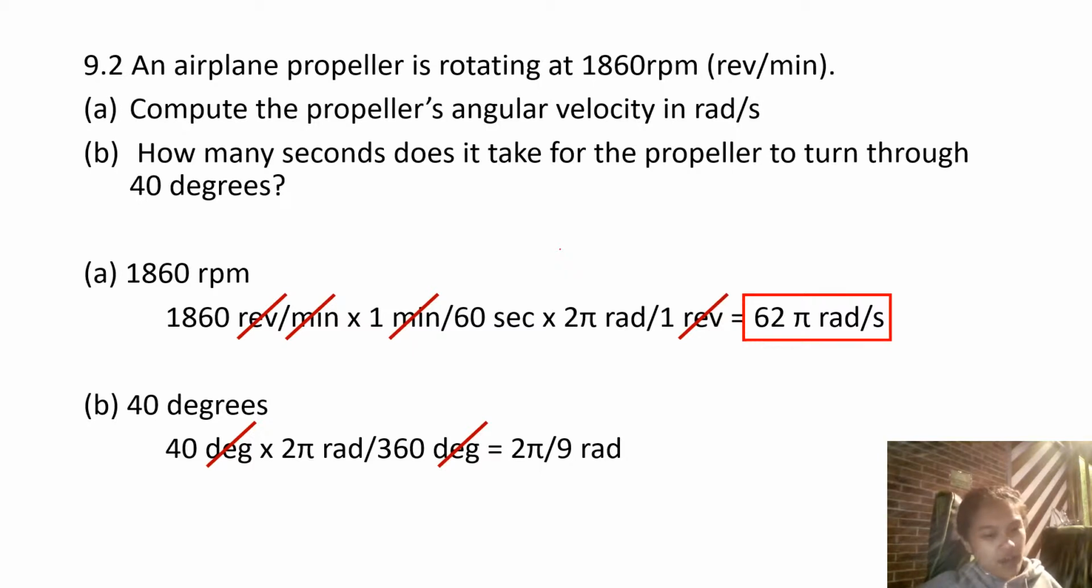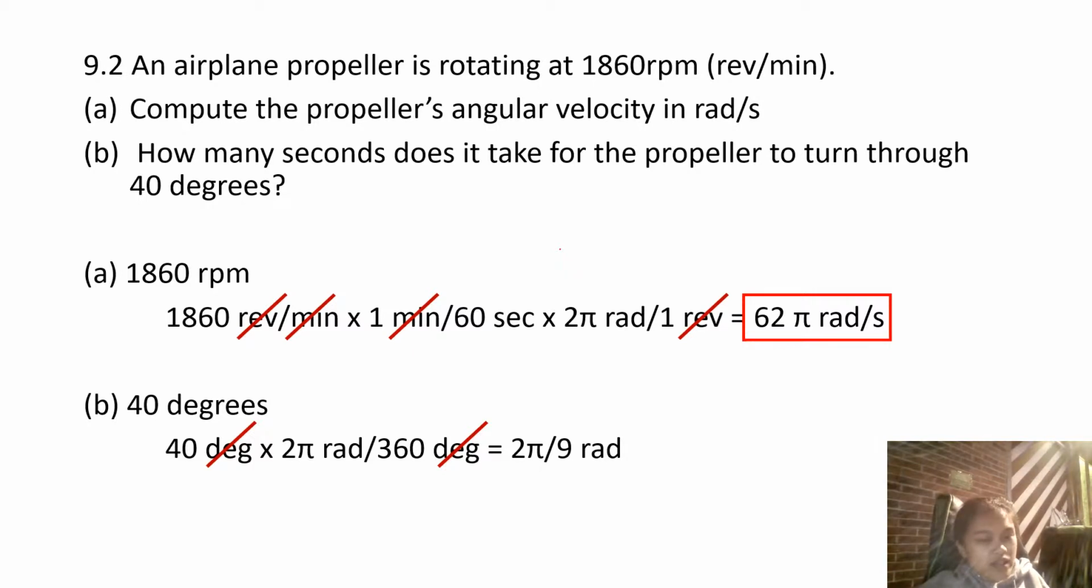For A, we convert to rad per second by multiplying by 1 minute over 60 seconds to eliminate the minute, and then multiplying by 2 pi rad over 1 rev to eliminate the rev. That gives us 62 pi rad per second.